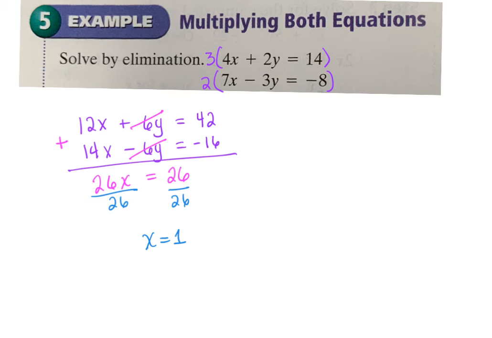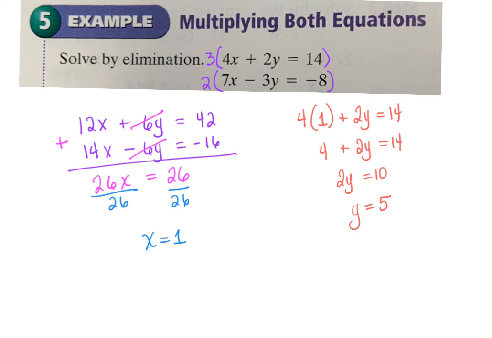Now, I made both of these equations larger numbers. I am going to always go back to my original equation, all right? Original equation here. And I'm going to take that 1 and plug it into one of my original equations for x. So 4 times 1, 4, plus 2y equals 14. 4 plus 2y equals 14. Subtract my 4 from both sides. 2y equals 10. Divide both sides by 2. Y equals 5. So my answer for this one is going to be 1, 5.